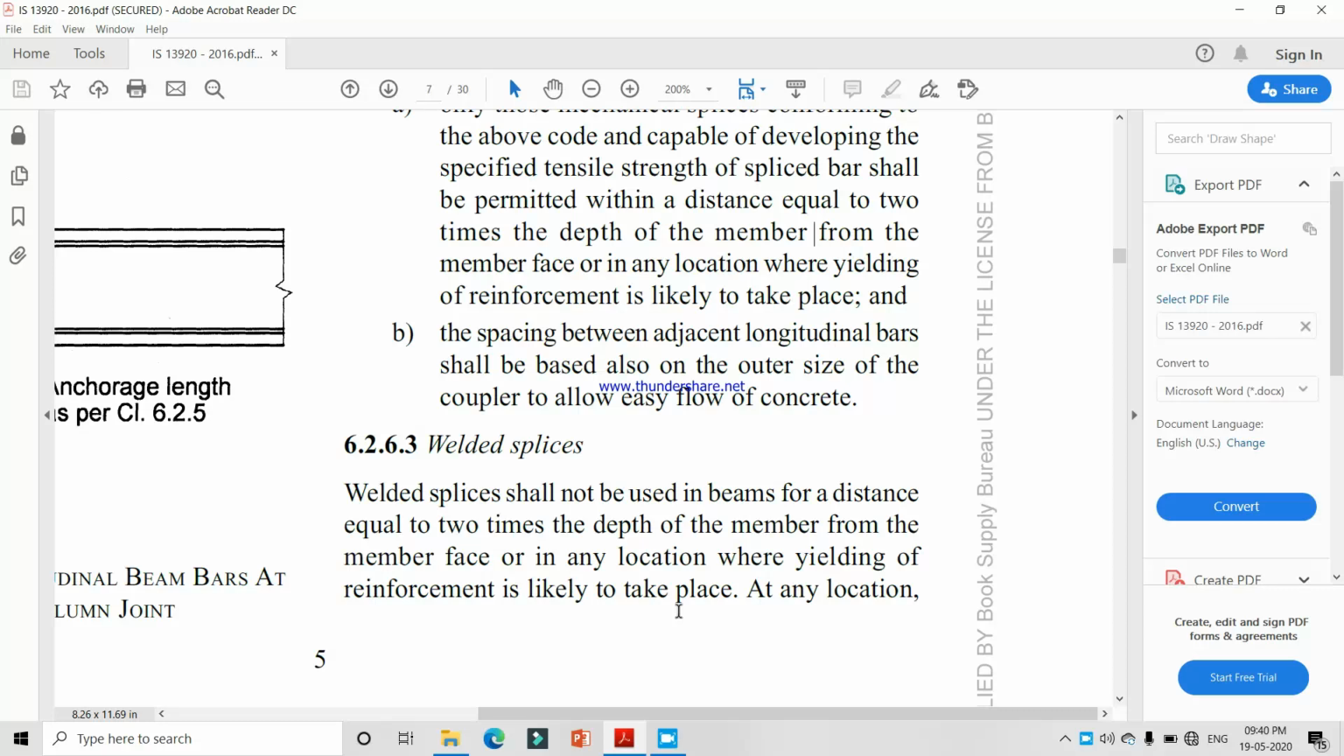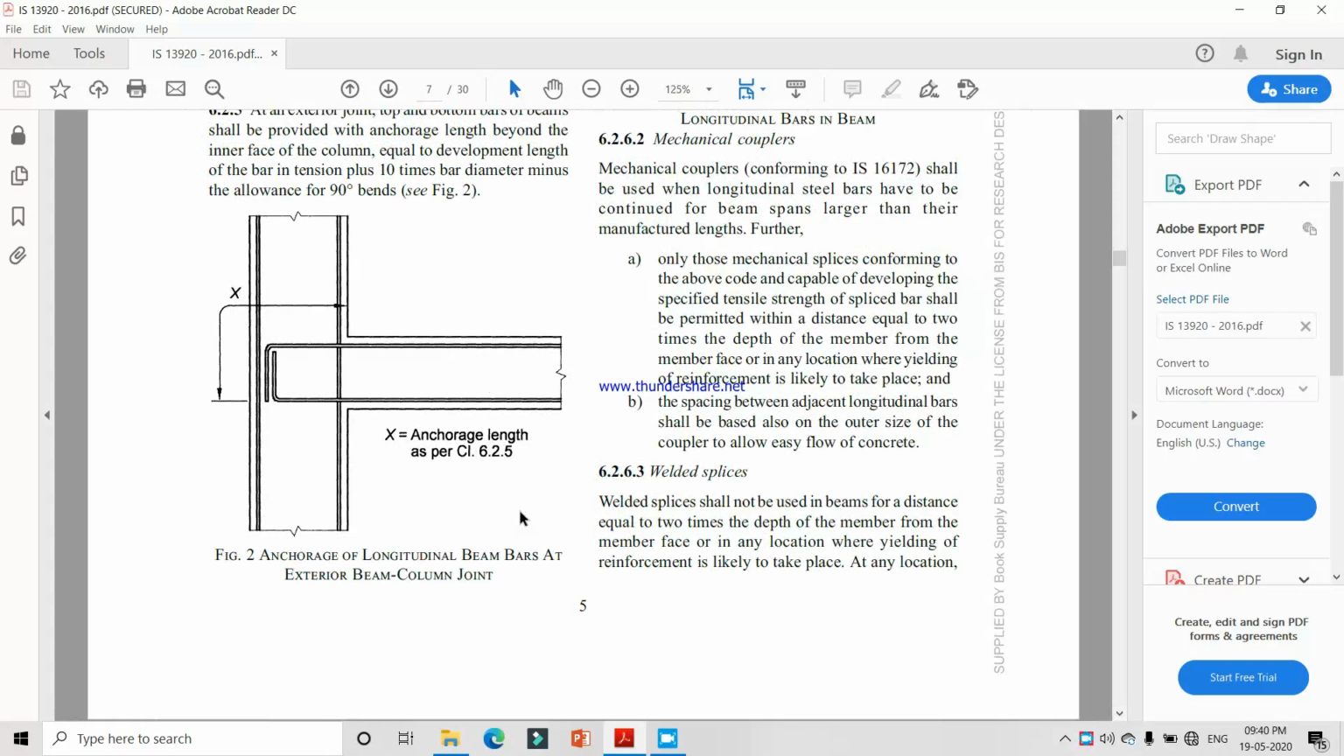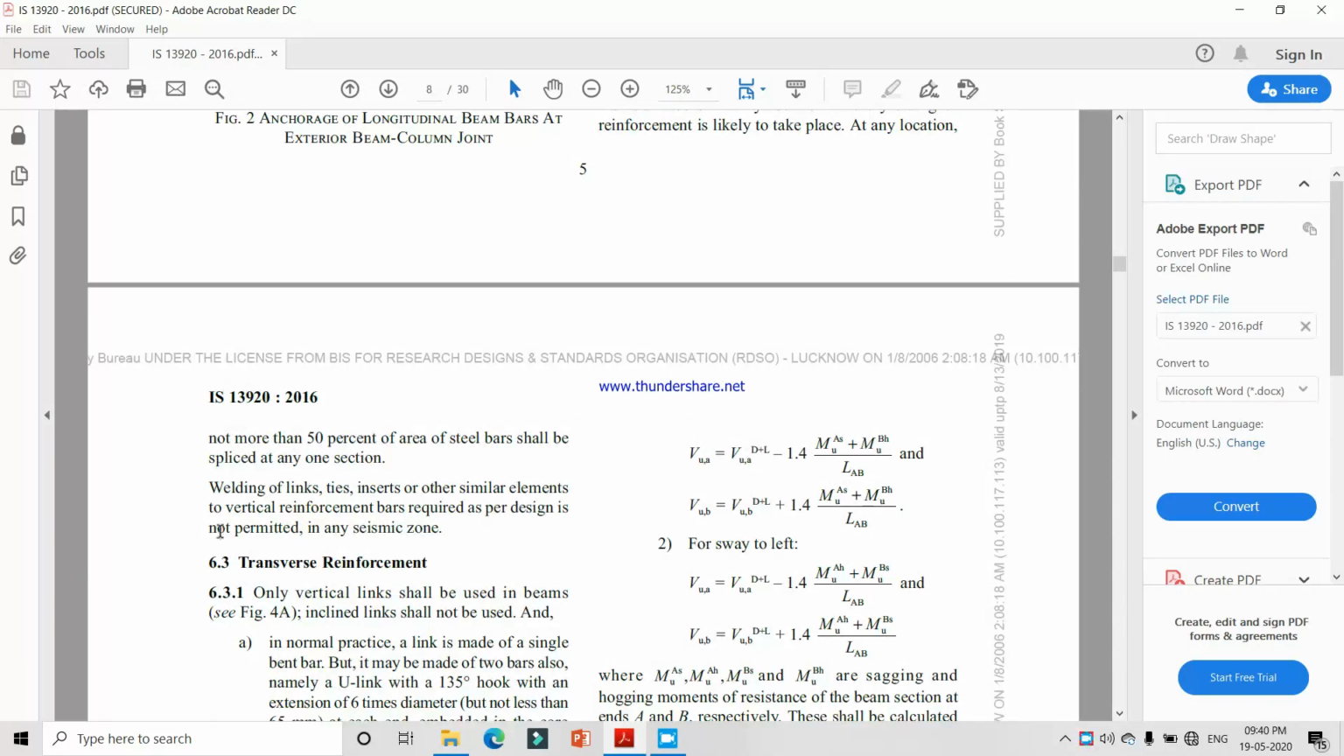If we are providing welded splices, they shall not be used in a beam for a distance equal to 2 times the depth of the member from the member face, or anywhere else. That means welded splices are not applicable in the beam within 2 times the depth of the member.